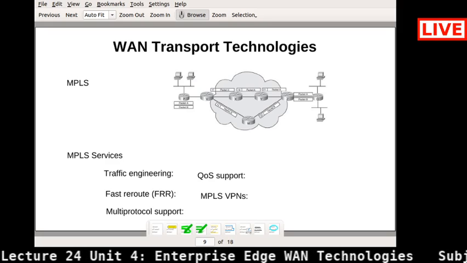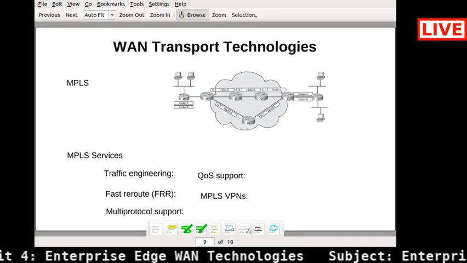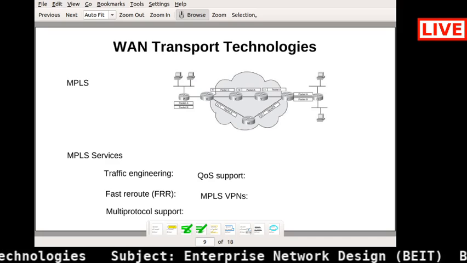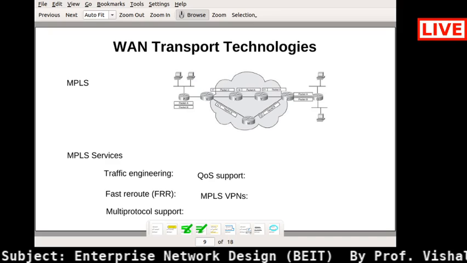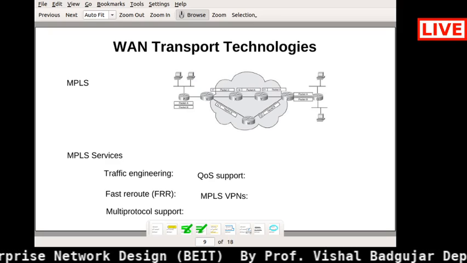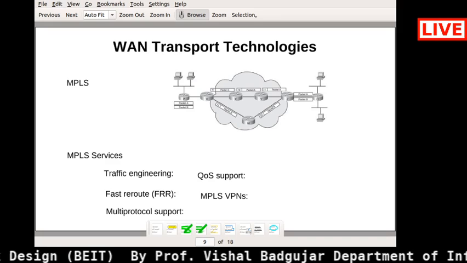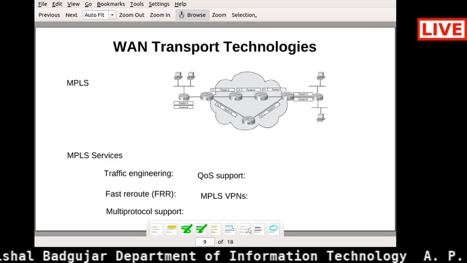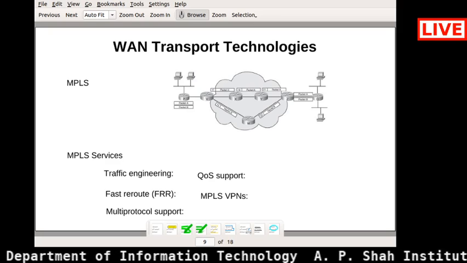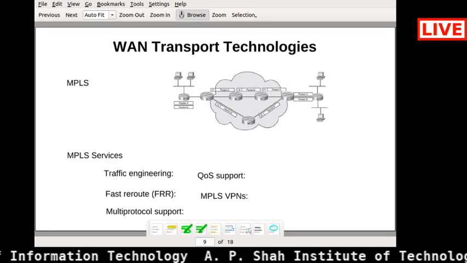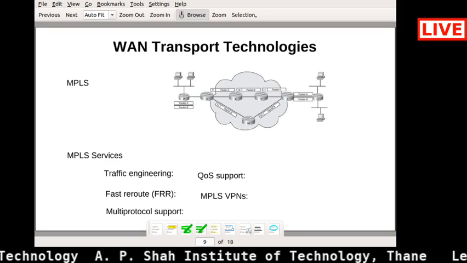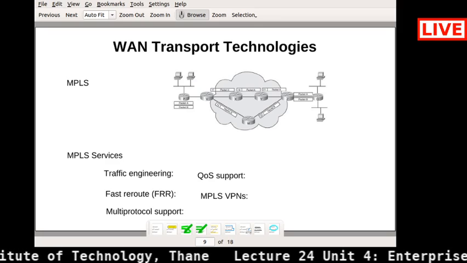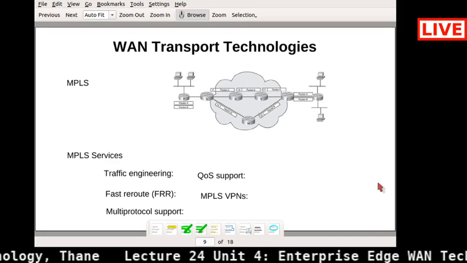Then the next one is fast reroute, which we can call FRR. FRR allows extremely quick recovery from a node or link failure. It prevents different kinds of applications from losing their data. That's why we call it fast reroute. There can be quick recovery from the failure of that node or link, which helps the application avoid crashing or losing its data. Then we will compare MPLS and the VPN part.